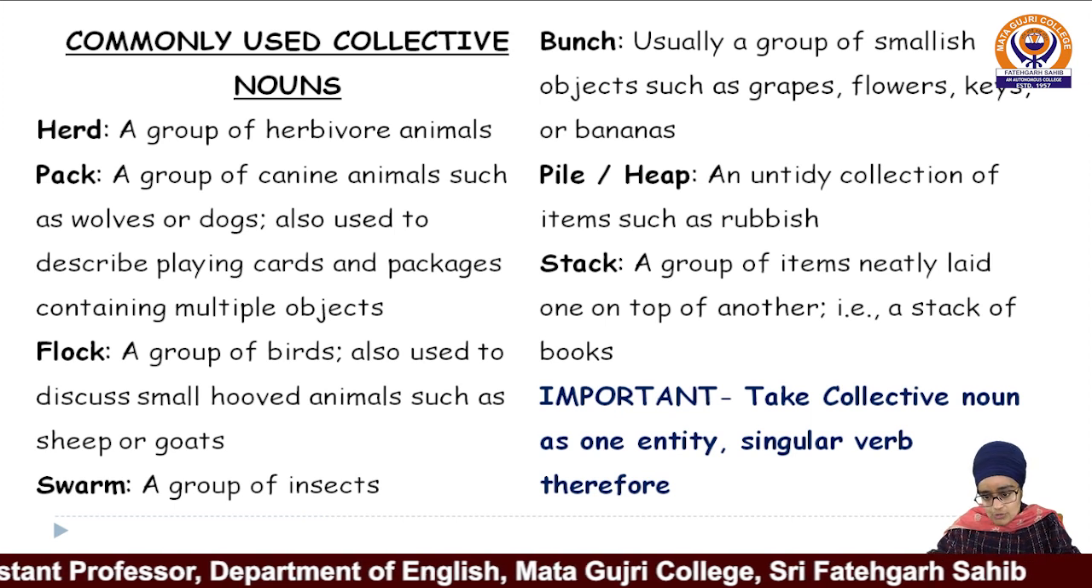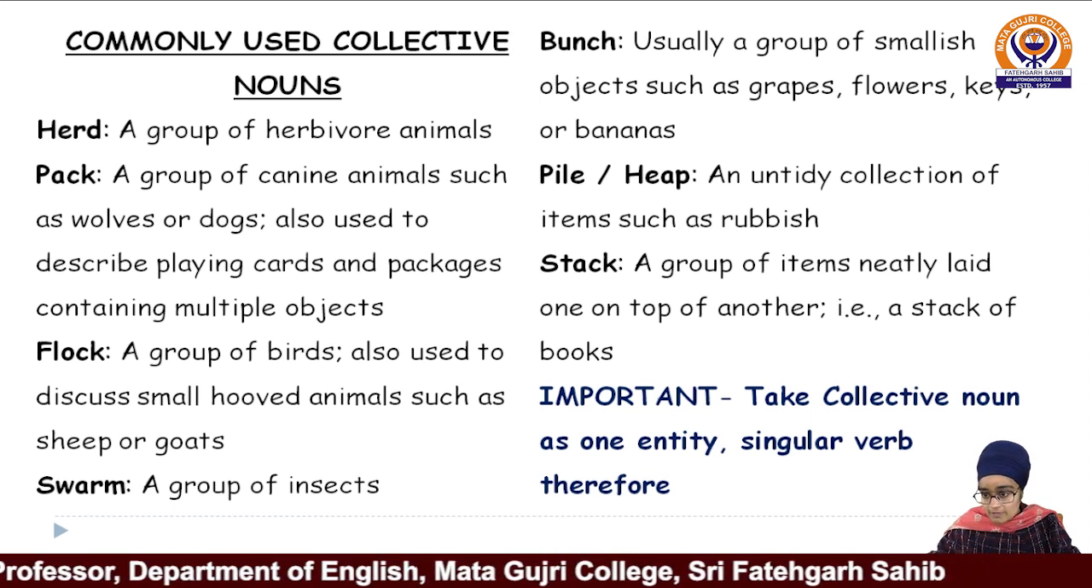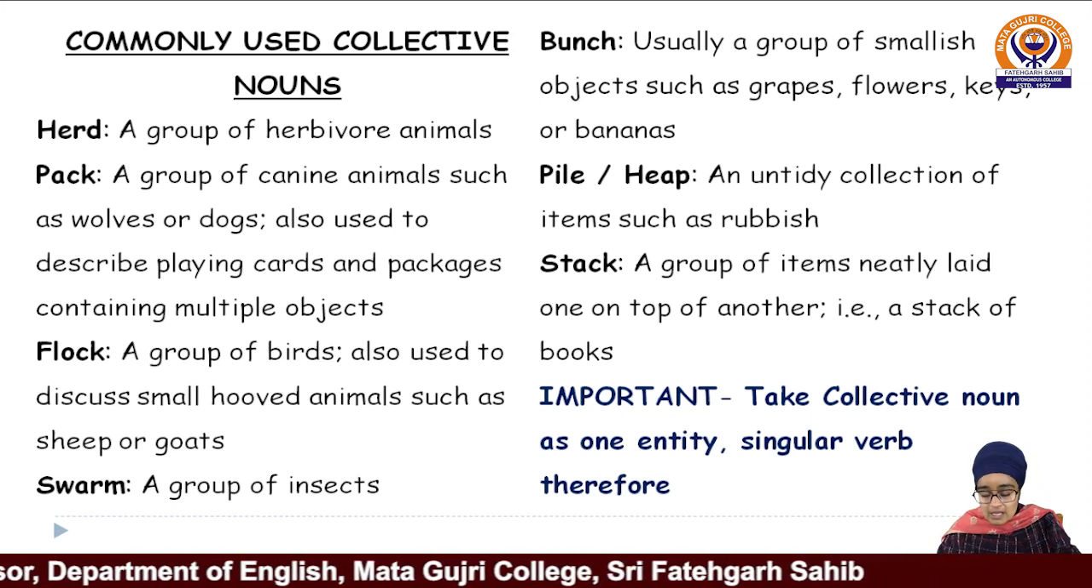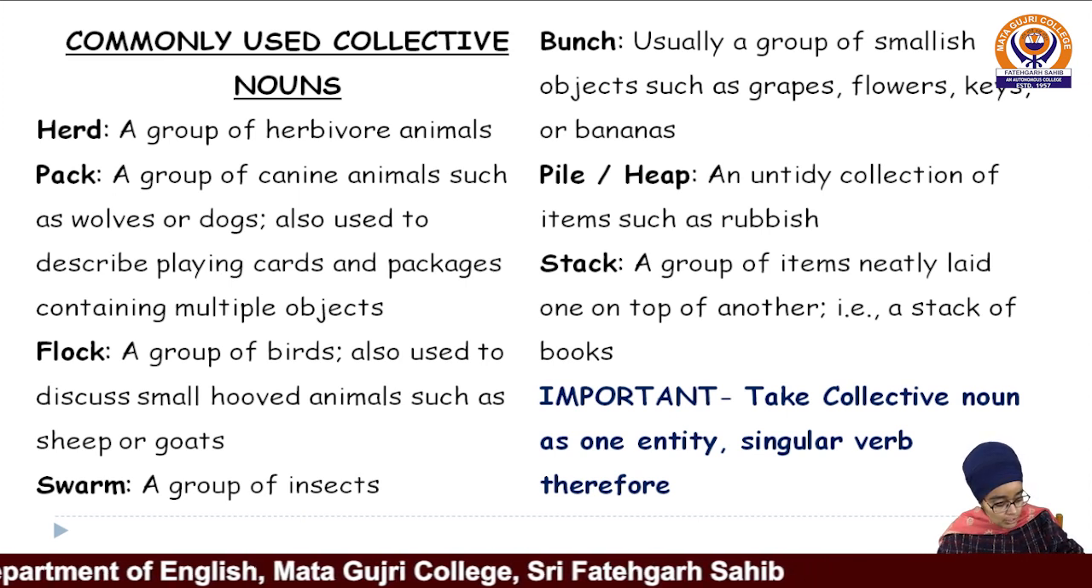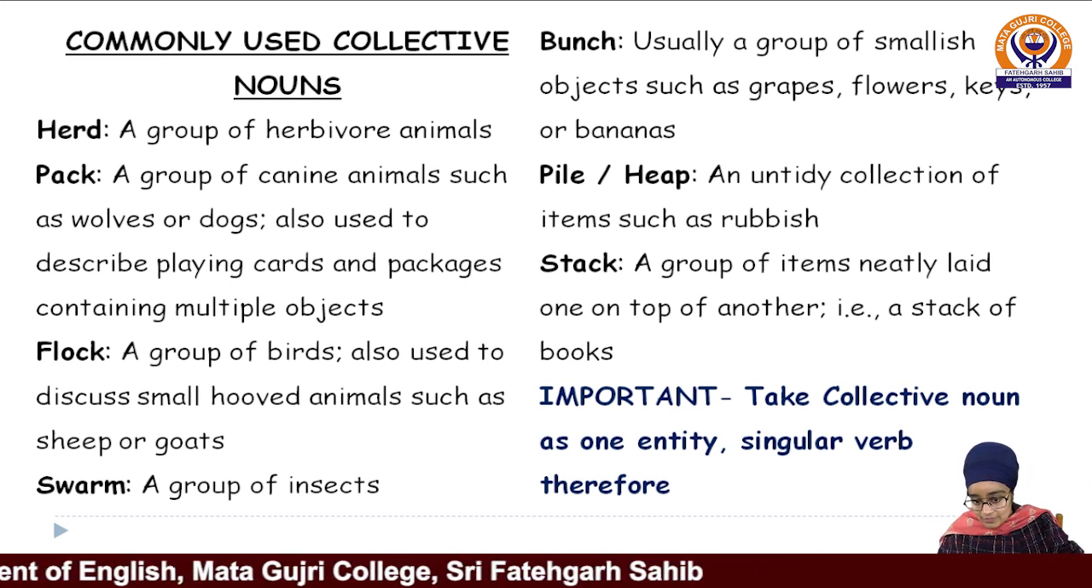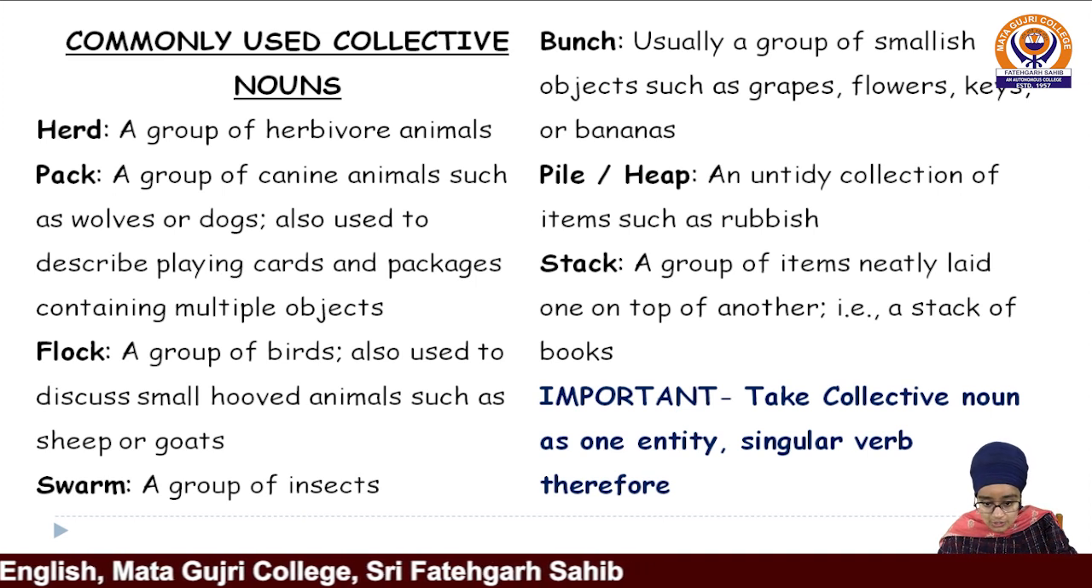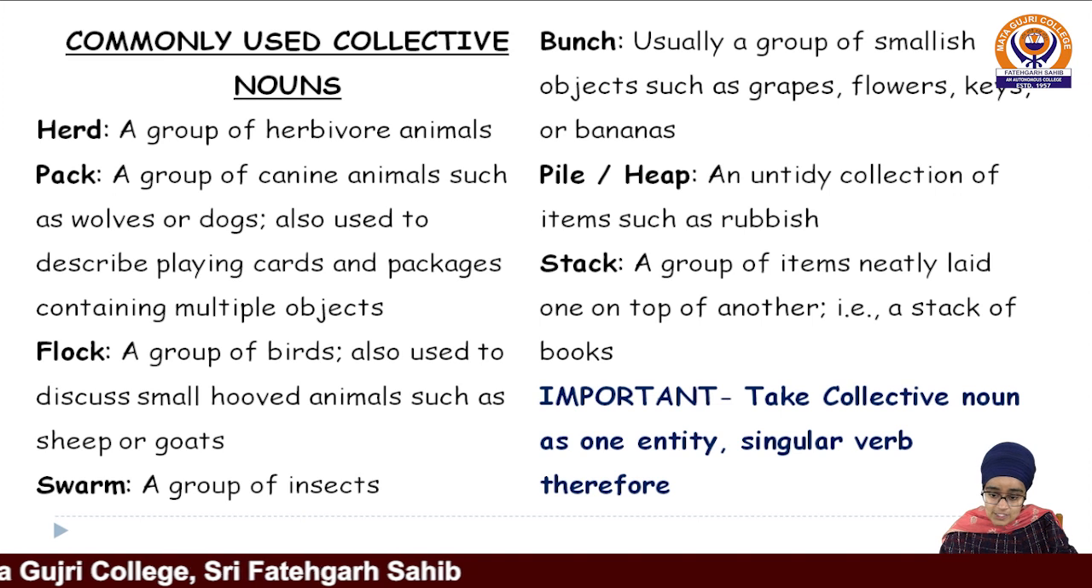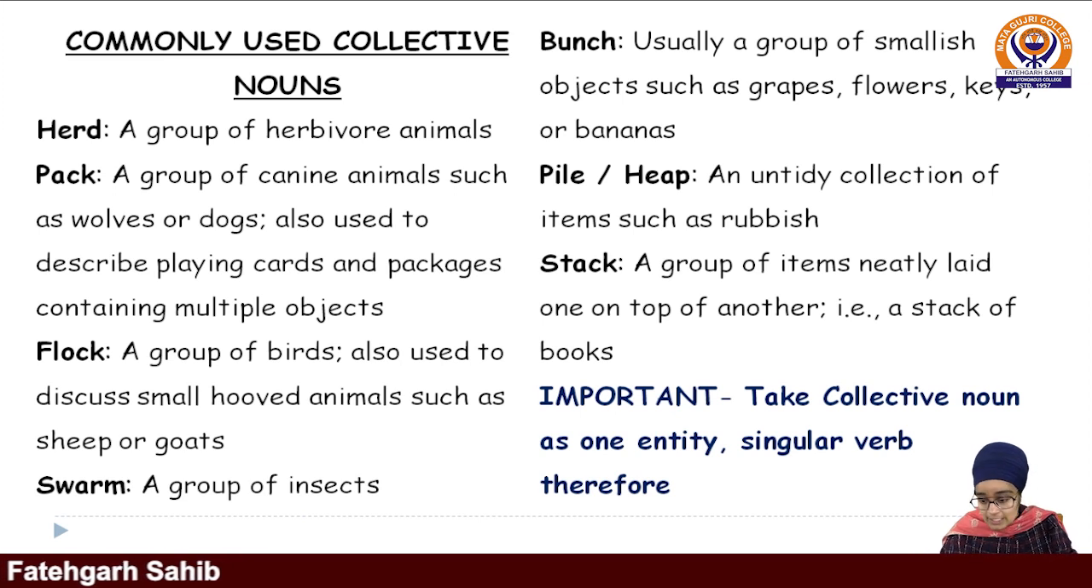Bunch is usually used for a group of grapes, flowers, keys or bananas. Pile or heap is used for an untidy collection of things. For example, a pile of rubbish, a pile of unused papers. So stack is used when you have a neatly arranged group of items, for example, a stack of books in a library. Now, here it is important to point out that a collective noun is one entity and therefore a singular verb will be used with them.